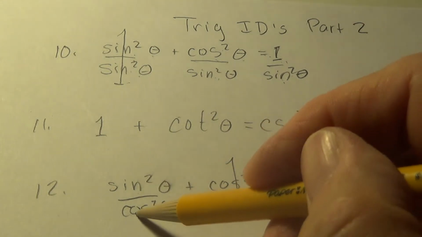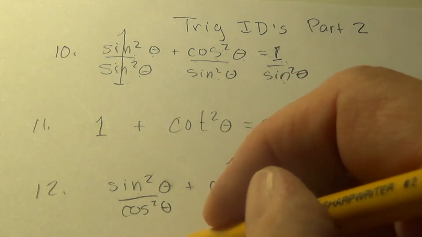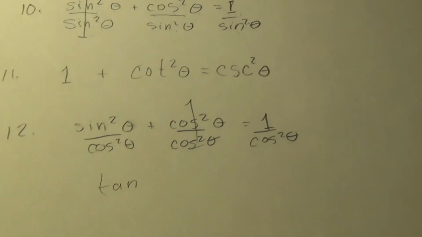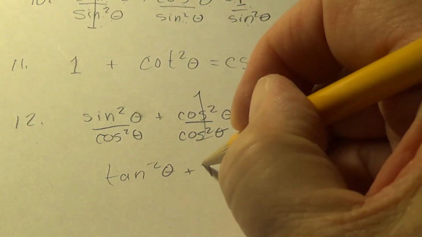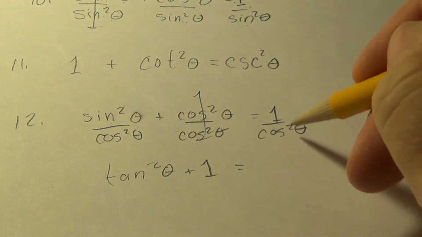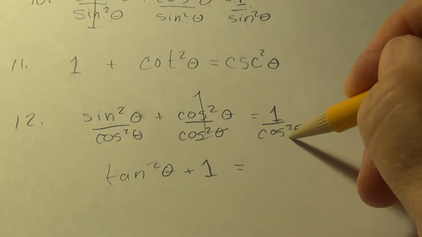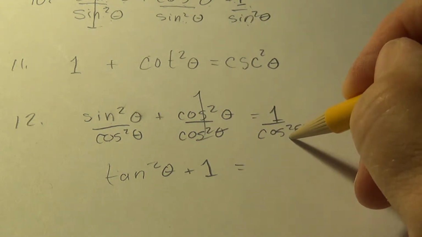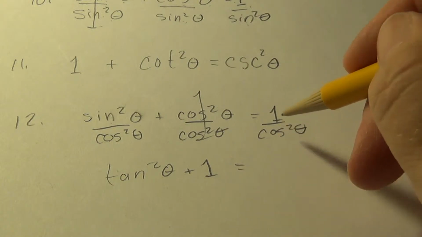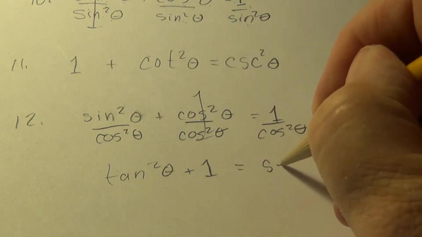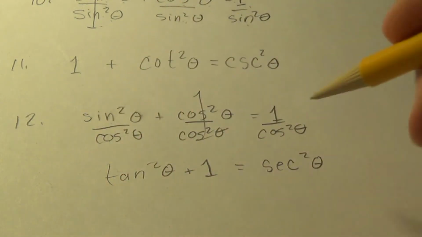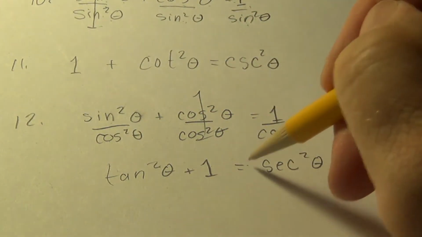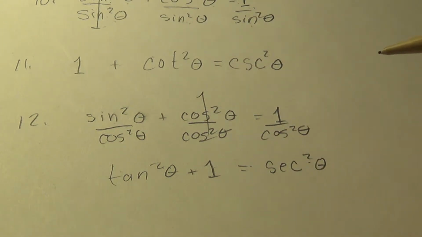Sine over cosine, we just mentioned, is tangent. So this is tangent squared plus 1 equals 1 over cosine squared, but 1 over cosine, that's the reciprocal of cosine, which is the secant, and it's squared. So that is number 12. Tangent squared plus 1 equals secant squared.